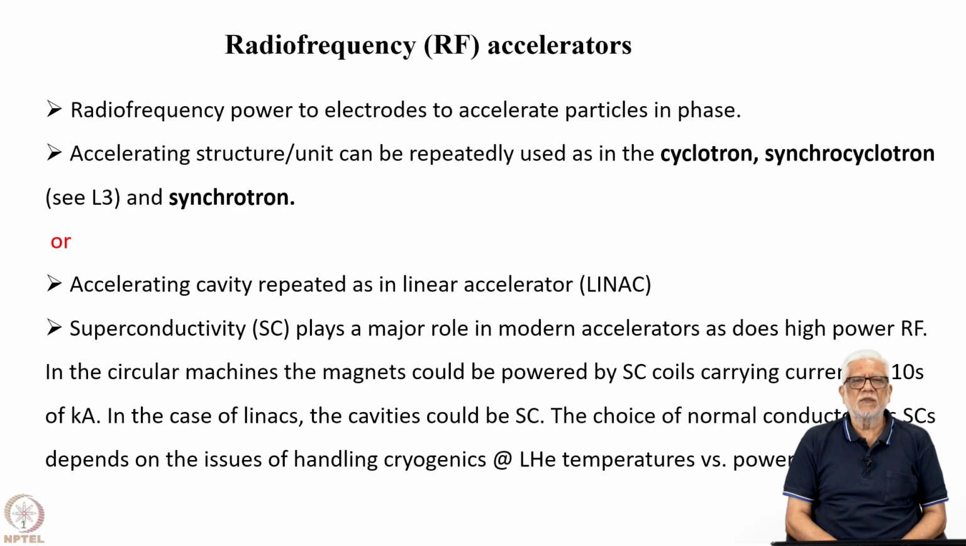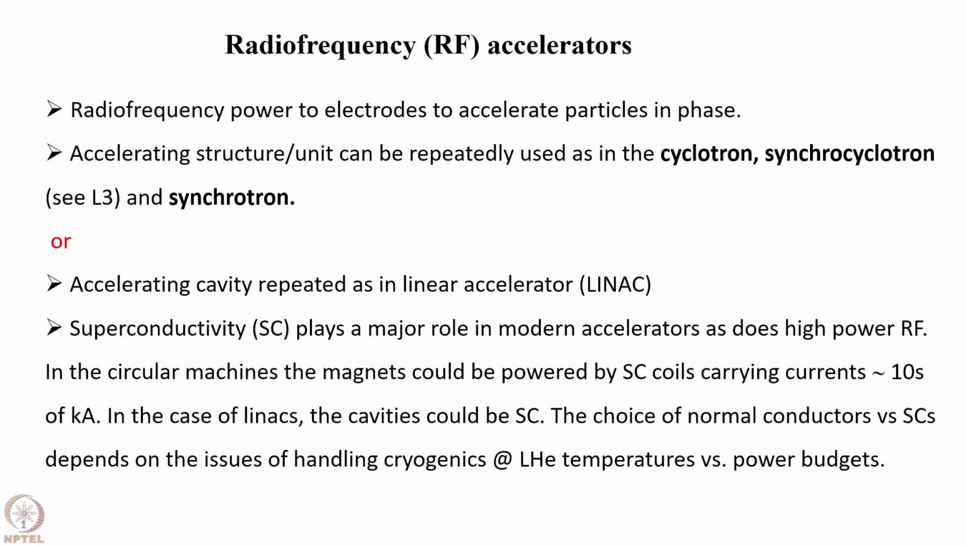Now, in all of this, superconductivity plays a major role. And why is that? It can do it in two ways. In cyclotrons or synchrotrons, you have magnets which help in bending the trajectory of the charged particle. There you can have superconducting coils, so that you save power, and the only power that is dissipated is in the conductors that come from the power supply to the superconducting coils. By the way, the current can run into kiloamperes or even tens of kiloamperes, as the case may be.